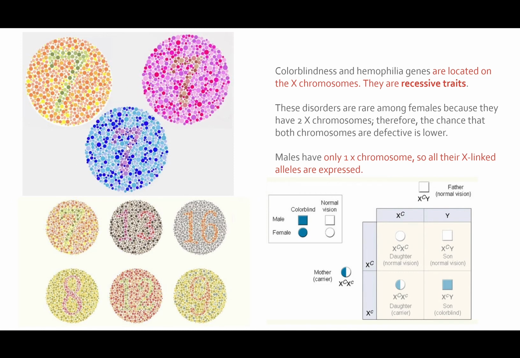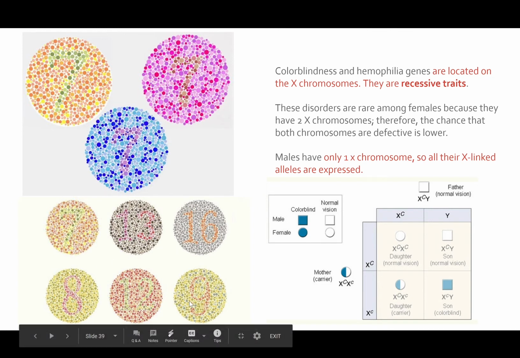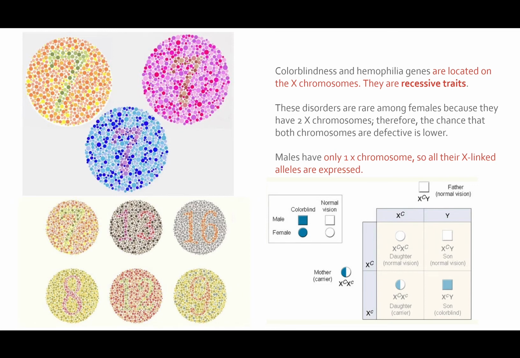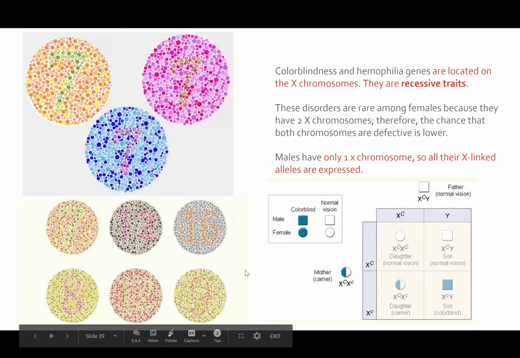So these test for different types of color blindness, which I'll show examples of in one moment. All right, so these are all 7s. This is, again, a 7, 13, 16, 8, 12, and 9. See if you can read all of them. If there's one that you maybe cannot read that well, it might be worth going to check with the doctor to see if you have a certain type of color blindness. But they are located, like I said, on the X chromosomes, and they are both recessive traits.